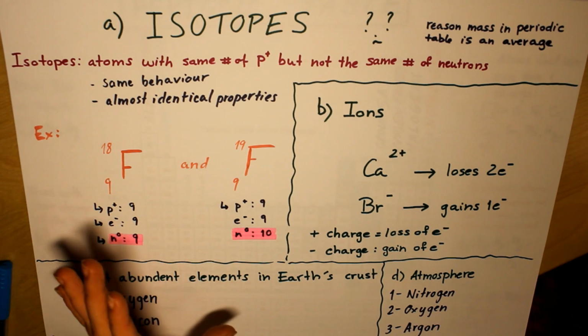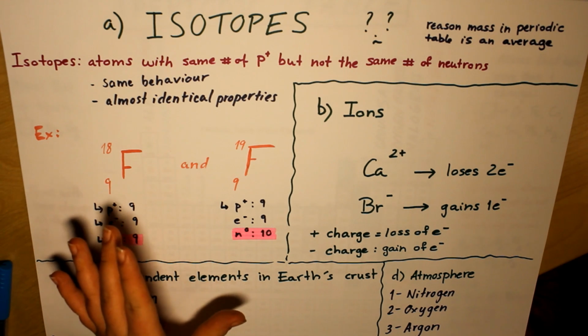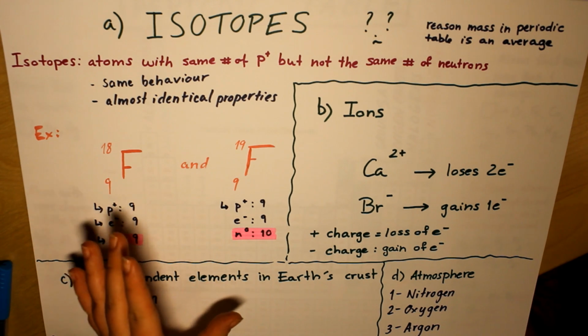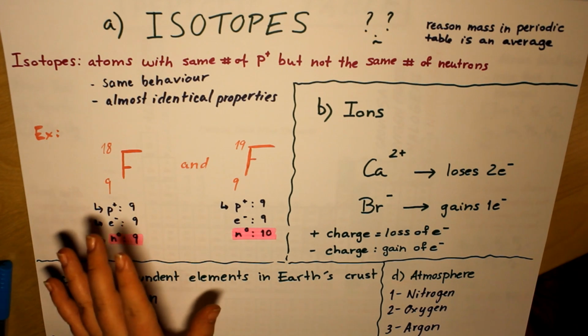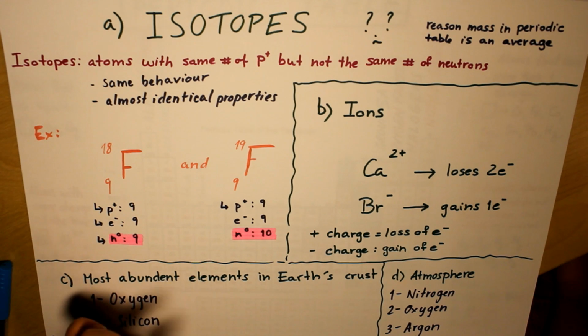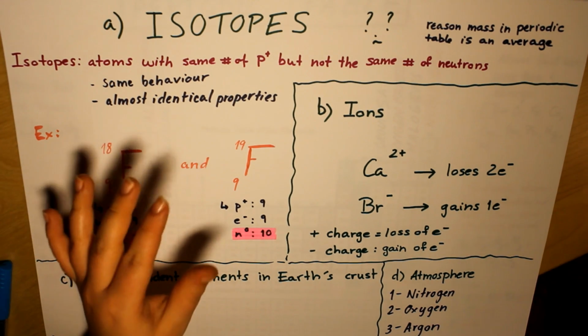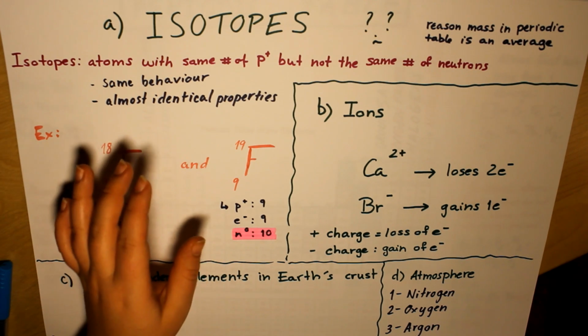So, isotopes are basically the reason why the mass in the periodic table is an average. Isotopes have the same behavior, but sometimes they have a little bit of difference in their properties. But usually they're almost identical.